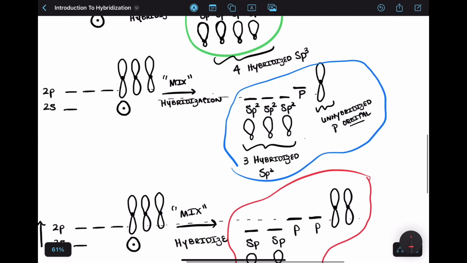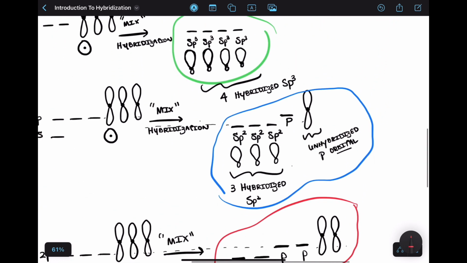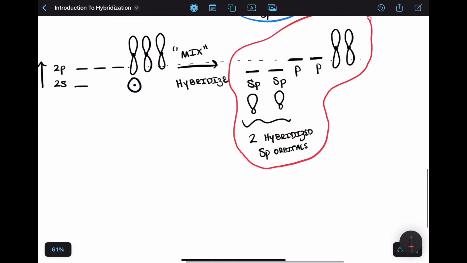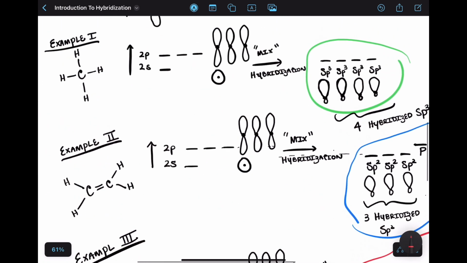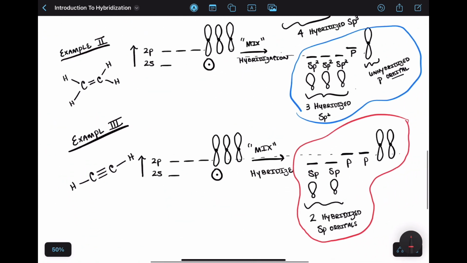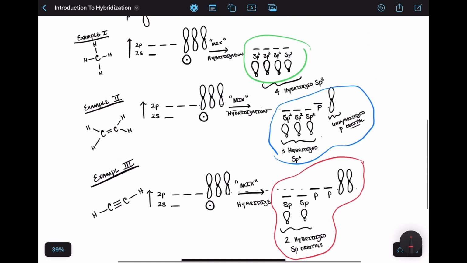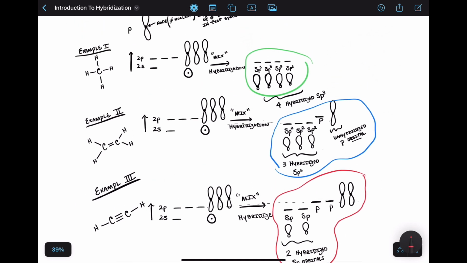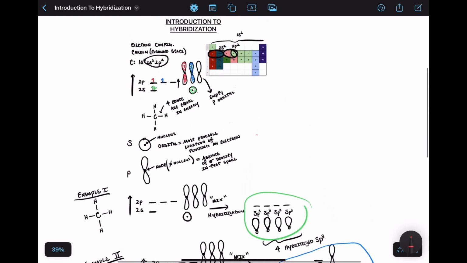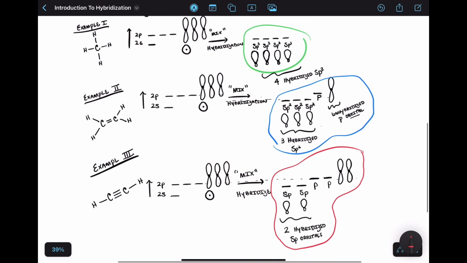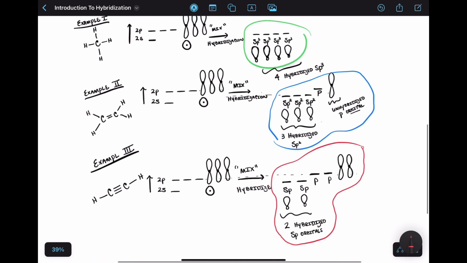These hybridized models essentially are more accurate indicators of the bonds that we form in these different examples. So I'm going to zoom out so we can get a better overview. And so those are the three ways we can hybridize our orbitals. And so hybridization is nothing more than the mixing of orbitals to form hybridized orbitals and to account for different types of bonds to carbon.